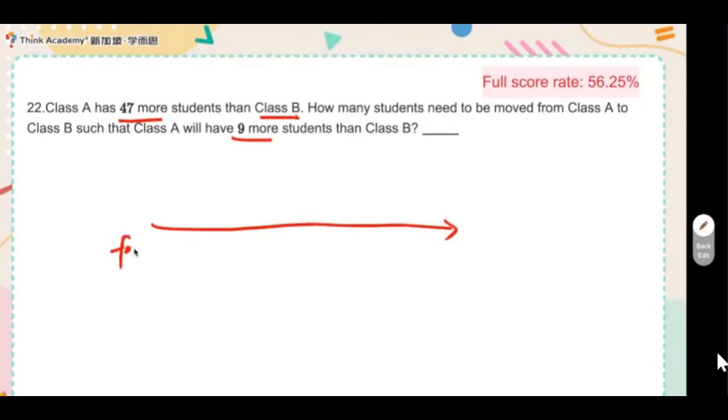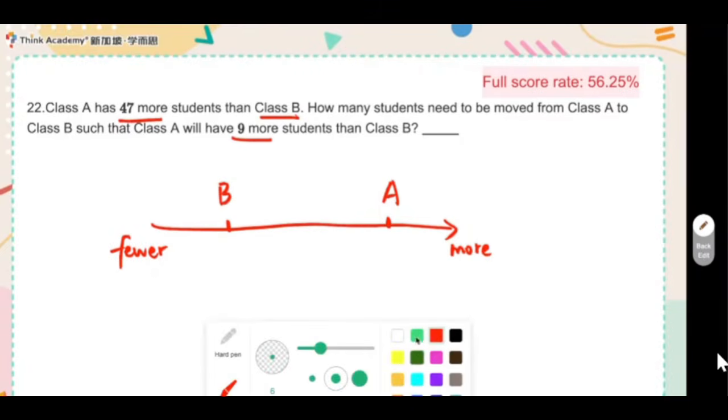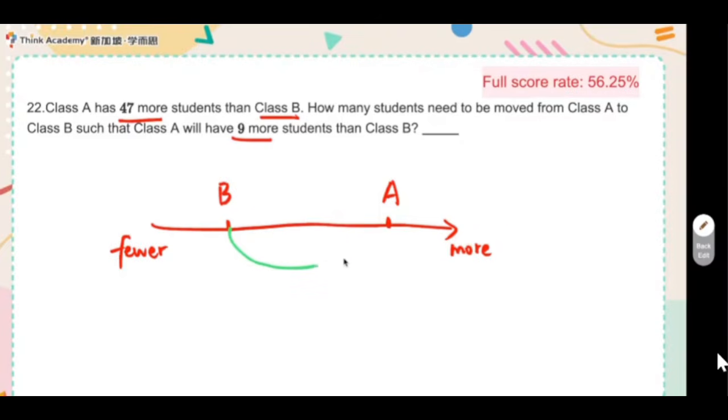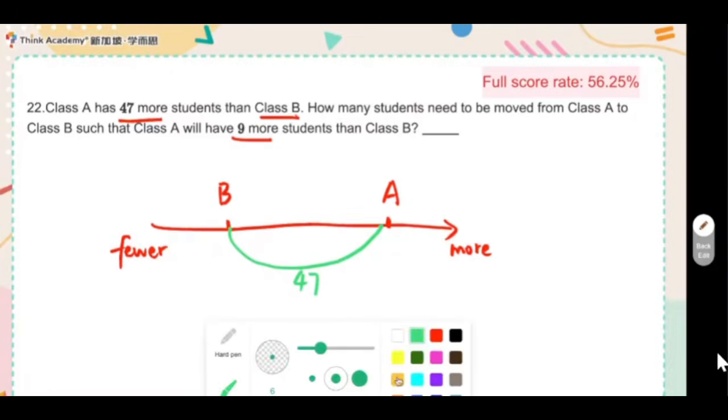So, because we can see who has more in this question, A or B? A has more, right? So we draw A here. And then as for B, it has fewer, so we draw it on the left side. And we know what is the difference between them. 47, right? Okay, so this time we can see after move from A to B so that A still has 9 more than B.